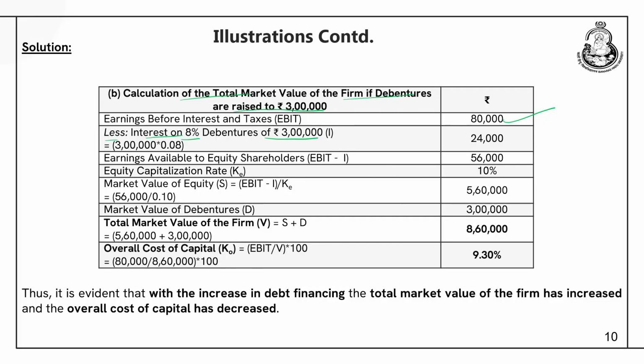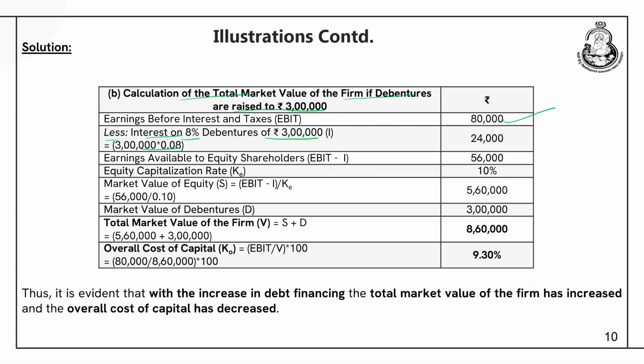So, if you remember the assumptions of this theory, if we increase the proportion of debt, the risk perception of the investors, that is debenture holders, does not change. So, when we had the debt of 2 lakhs, the cost of debt, that is interest rate, was 8%. Now, we are having debentures of 3 lakhs, then also the cost of debt is 8%, right. So, we have taken 8% of 3 lakhs, which is 24,000. So, earnings available to equity shareholders, that is EBIT minus I, comes out to be 56,000, right. You deduct 24,000 from 80,000.